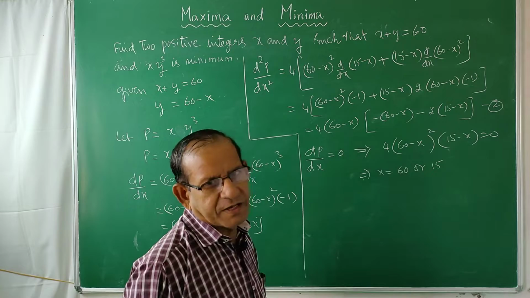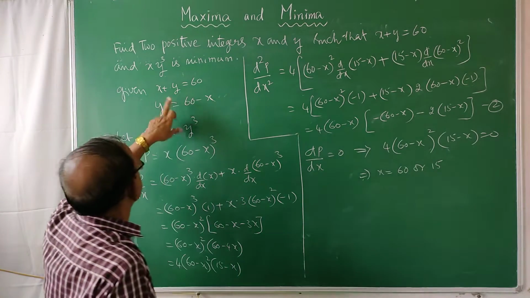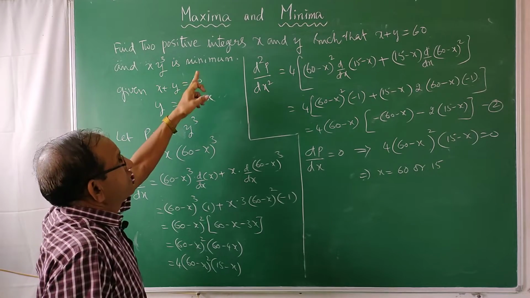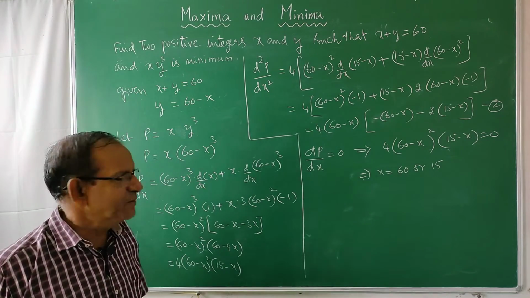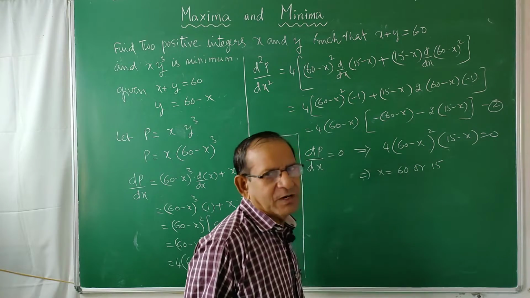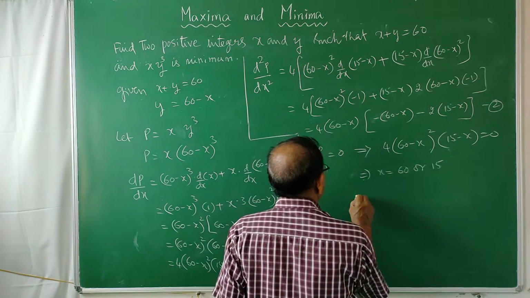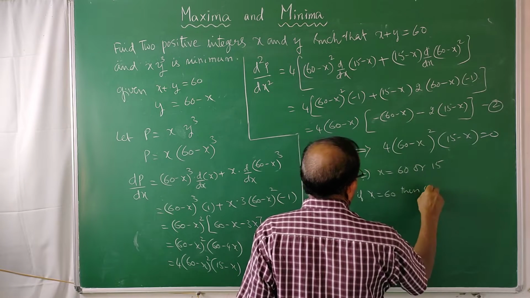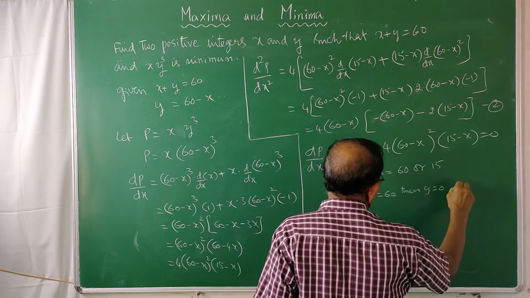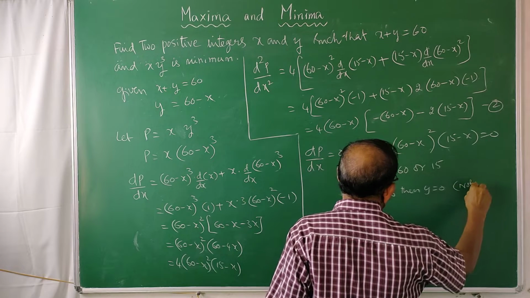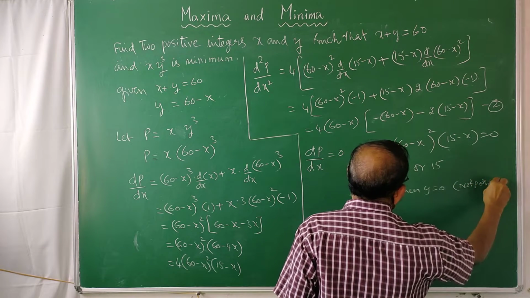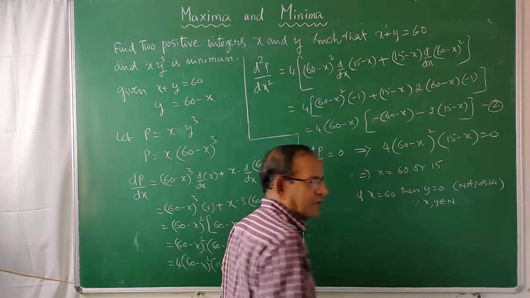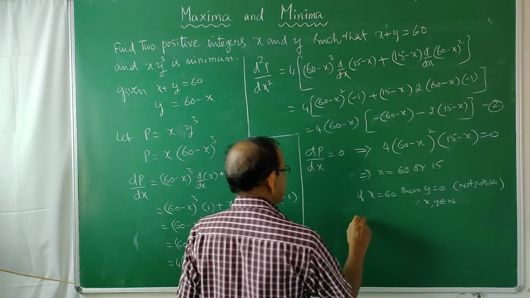So which value do you have to take? Suppose x is 60, what about y? 60 minus 60 is 0, but no number should be 0 because both are positive integers. So you cannot take 60. If x is 60, then y is equal to 0, so not possible, because x comma y belongs to N, they should be positive integers. So that implies x is equal to 15.